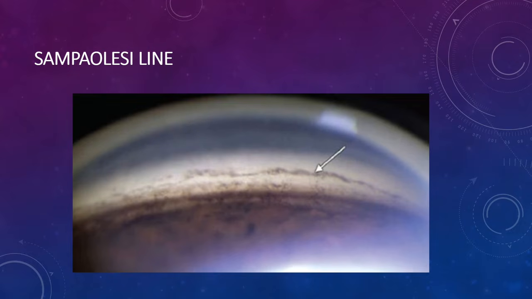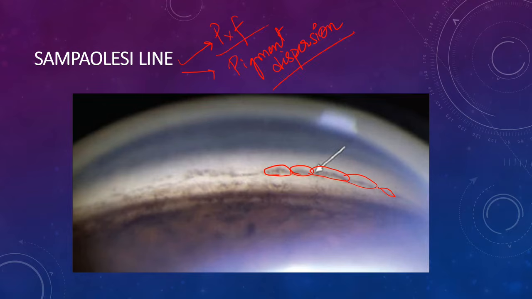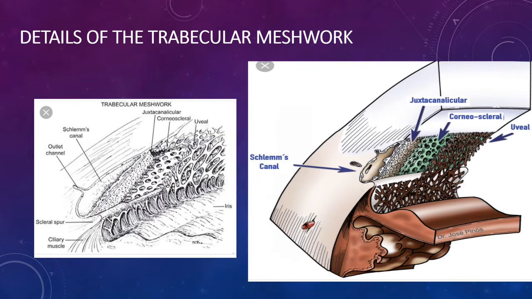Now in certain conditions the Schwalbe's line might show pigmentation, and this is called the pigmented Schwalbe's line, also called the Sampaolesi line. Such a line is significant because it is seen in PXF, that is pseudoexfoliation, and also in pigment dispersion syndrome. So the Sampaolesi line is very important because it is associated with these two important syndromes. Now let us talk about certain details of the trabecular meshwork.